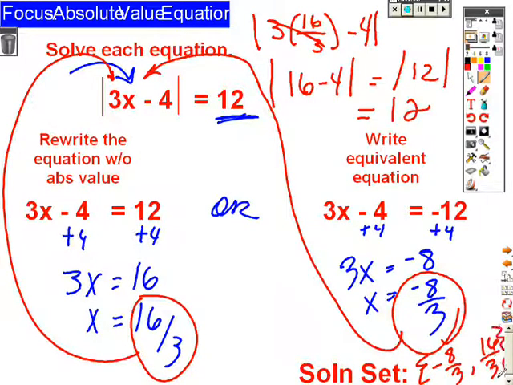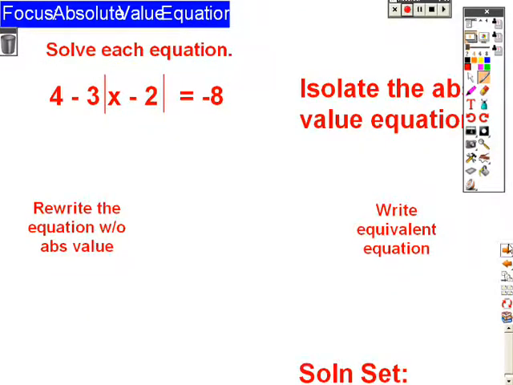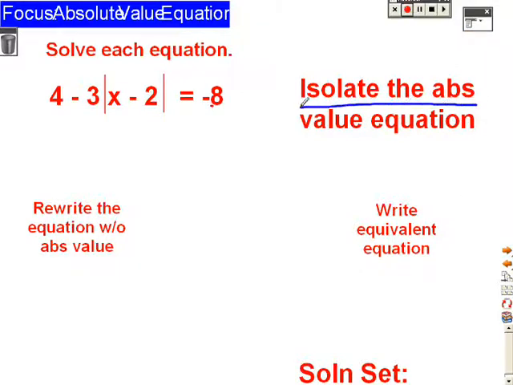I know you're thinking already, oh, but wait, it equals a negative number. So automatically we're going to say empty set. We're not quite sure about that. It does appear that it might be an empty set, but first we must isolate the absolute value equation. What does that mean? That means get it by itself. Right now there's a 4 hanging out in the front, actually attached by addition. So we're going to subtract the 4 from both sides. I've got negative 3 times the absolute value of x minus 2 equals negative 12.